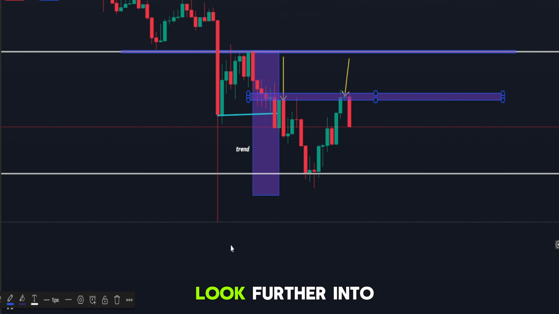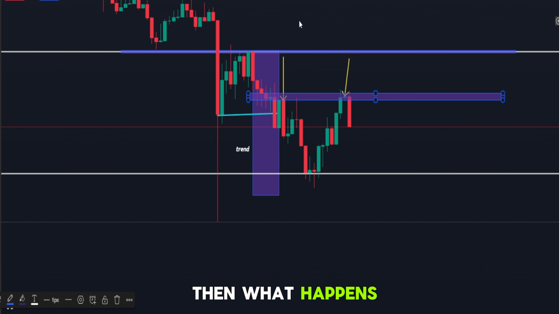If you look further into our area of confluence, and look at the body of the candles of the buyers, you're seeing that they're starting to become small. What does that mean? The buying pressure is reducing. The pressure of this pullback is reducing. The buyers are failing to push the market further to the upside.